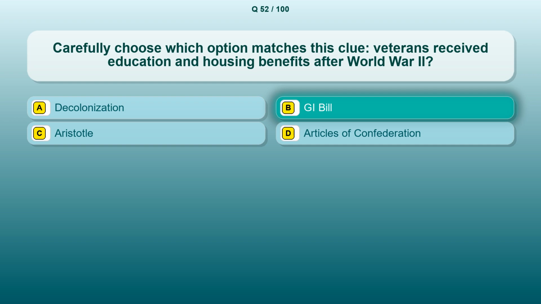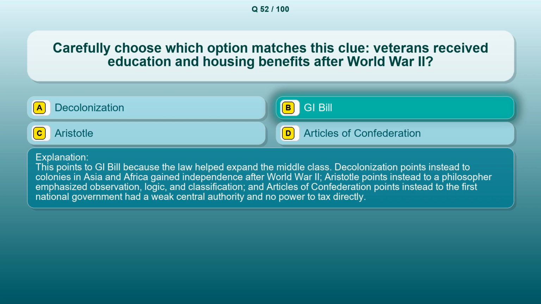The correct answer is option B, GI Bill. This points to GI Bill because the law helped expand the middle class. Decolonization points instead to colonies in Asia and Africa gained independence after World War II. Aristotle points instead to a philosopher emphasized observation, logic, and classification, and Articles of Confederation points instead to the first national government had a weak central authority and no power to tax directly.